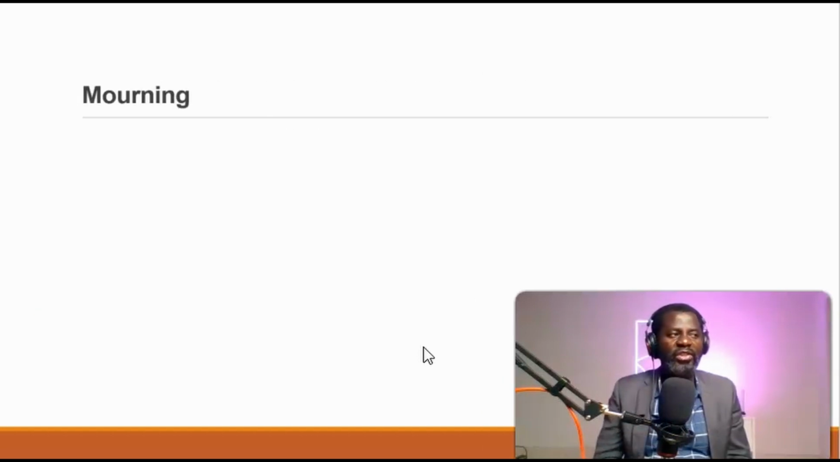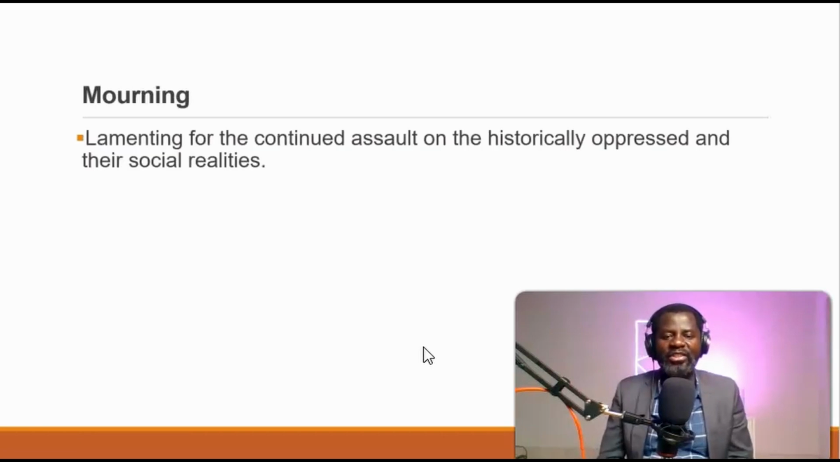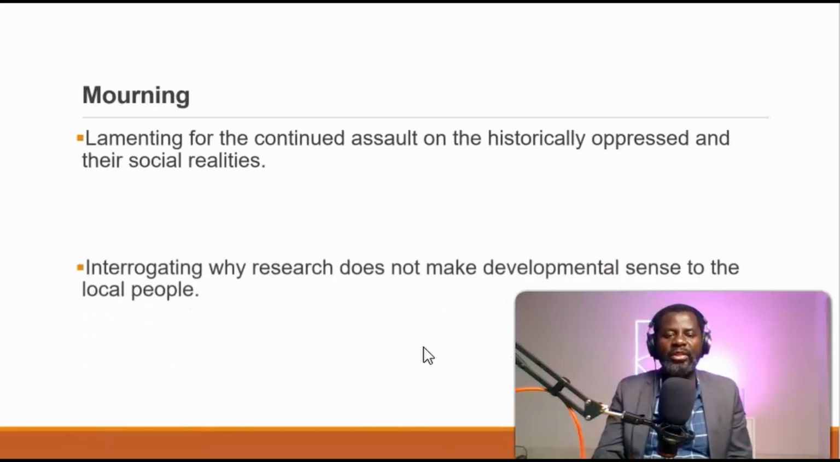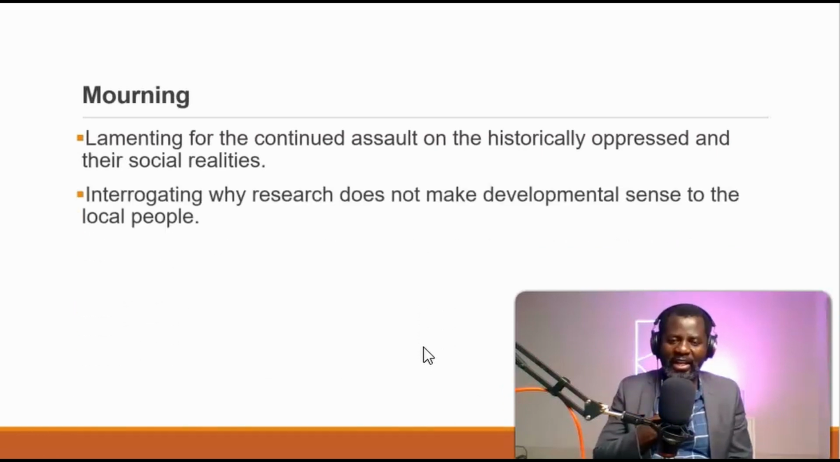The next stage is mourning, lamenting for the continued assault on the historically oppressed and their social realities. We need to feel pain. If we do not reach a point where we feel bad that what happened to us is bad, we will not change because everything will be good. But as long as we begin to think, critically question some of the things that have been done to us, then it will be easy to start thinking about reversing or going back to the drawing board and to think about the whole process. Then we need to begin dreaming.